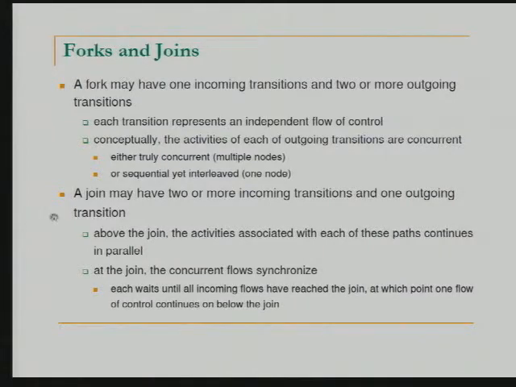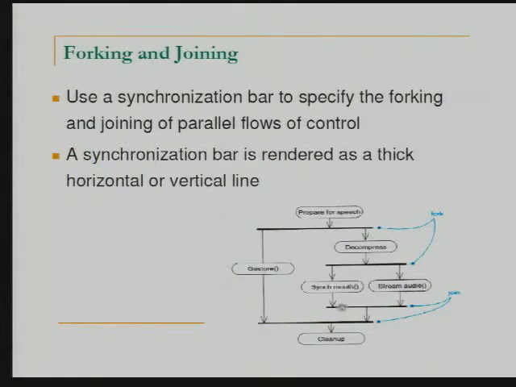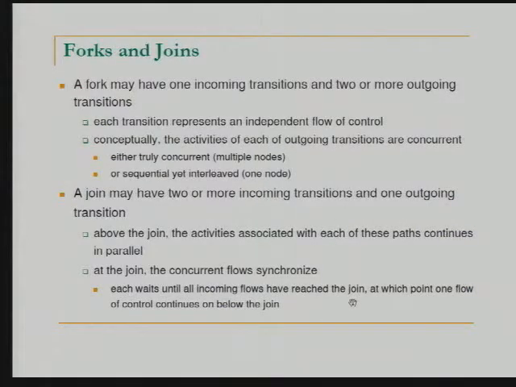And a join can have two or more incoming transitions and only one out. So above the join, we have multiple activities that are associated with each of the paths coming in. Those are happening again in parallel. And at the join, there's concurrency. Concurrent flows synchronize. Actually, I'm sorry. There's synchronization, not concurrency. There's concurrency that comes into the join. They get synchronized. Each waits until all of them are there. When they're all there, then you continue on.